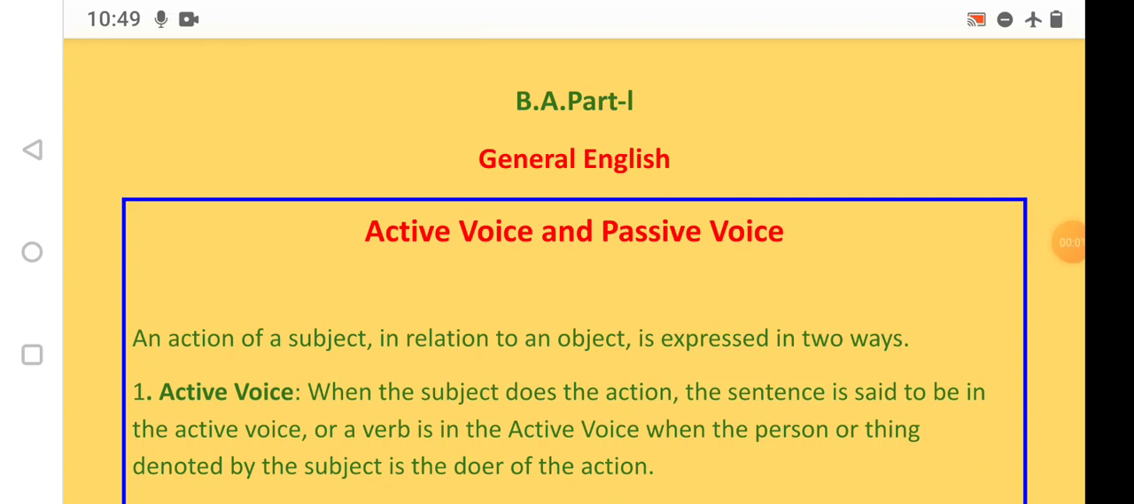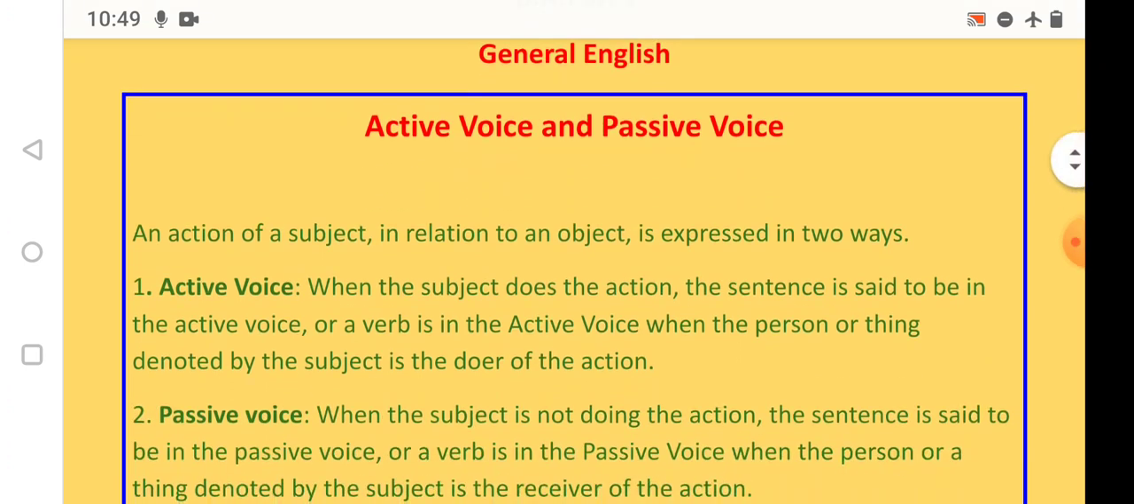Hello students, we will discuss active voice and passive voice. An action of a subject in relation to an object is expressed in two ways.